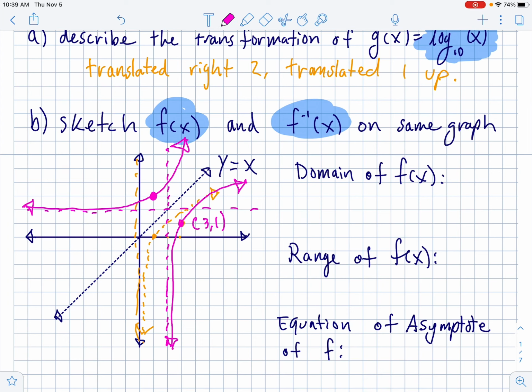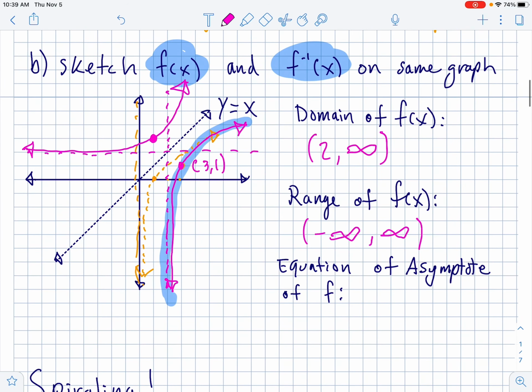I'm sorry. You guys, the domain of f of x. So f of x is just mole man here. It starts at 2 and goes up to infinity. So that's going to be 2 up to positive infinity. The range is going to be all real numbers because it goes forever down and forever up. And the equation of the asymptote of f is going to be x is equal to 2. Good problem.